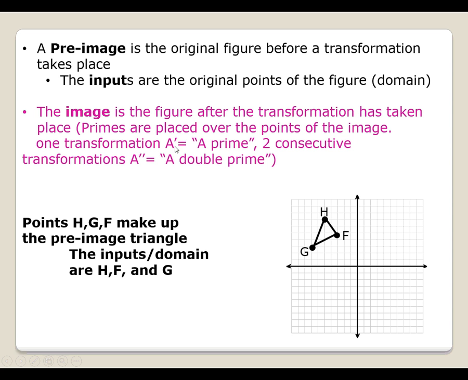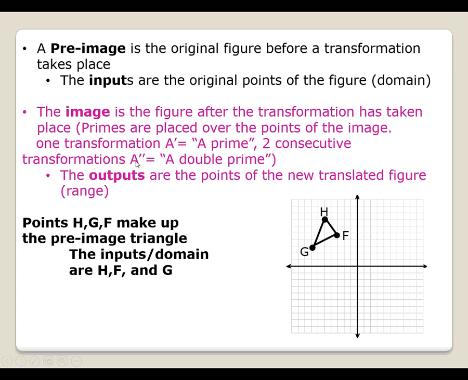So if it moves one time, all of your points will have a prime. If it moves two times or has two consecutive transformations, we'll have two apostrophes, kind of like a quotation mark. But we're not going to call that because we have to be special since we're mathematicians. So we're going to call it a double prime. So if it moves twice, we're going to have a double prime or two little marks above the point.